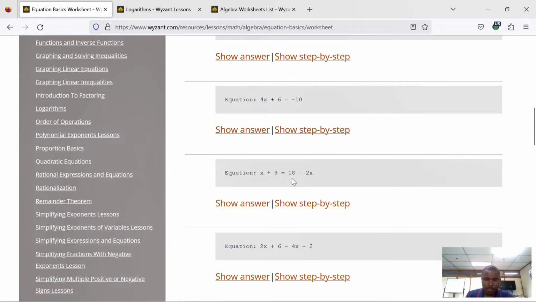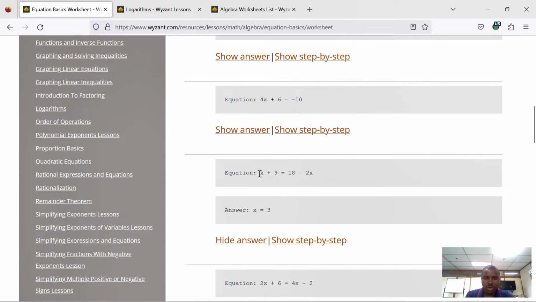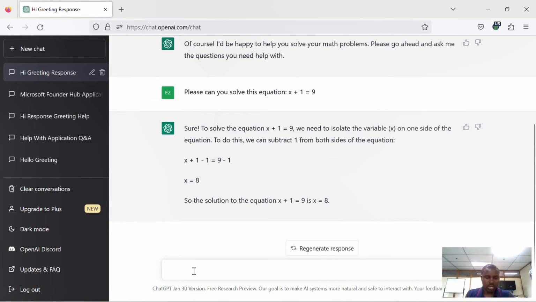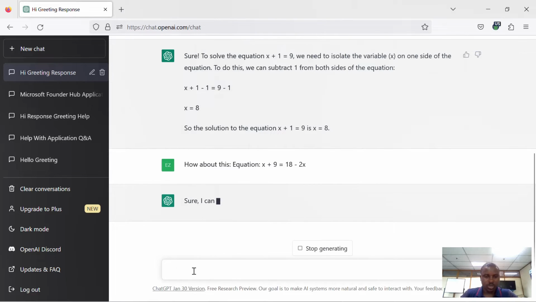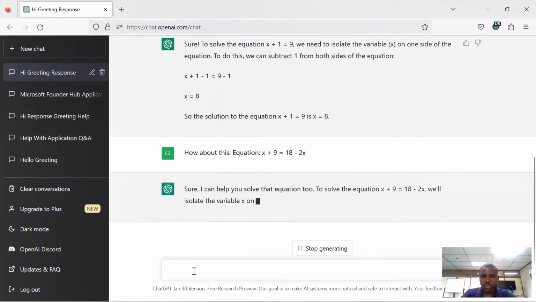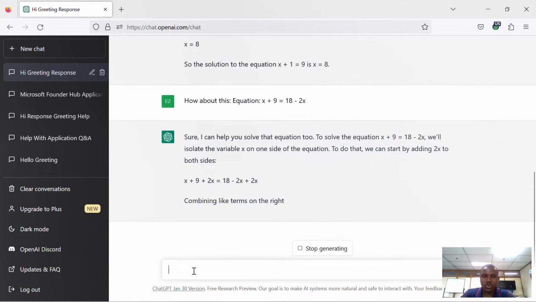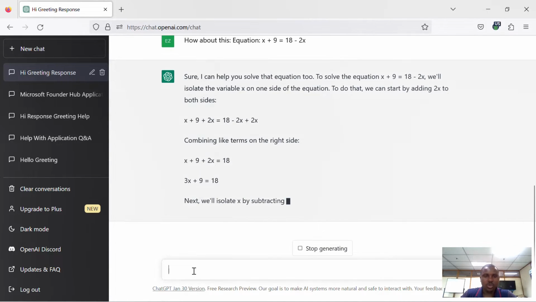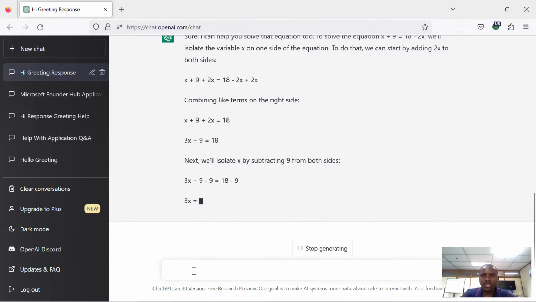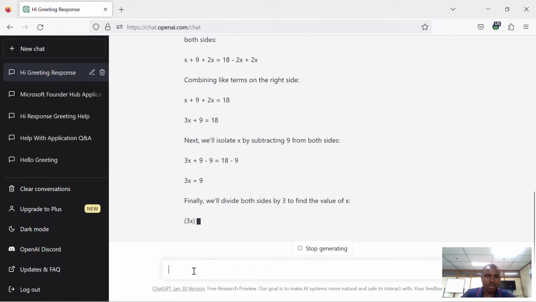Let me try to solve this one. Okay, I'm just going to copy. Then I'm just going to say, how about this? Let's see what we are going to get. Sure, I can help you to solve the equation too. To solve the equation x plus 9 is equal to 18 minus 2x, we will isolate the variable x on one side of the equation, and so on.